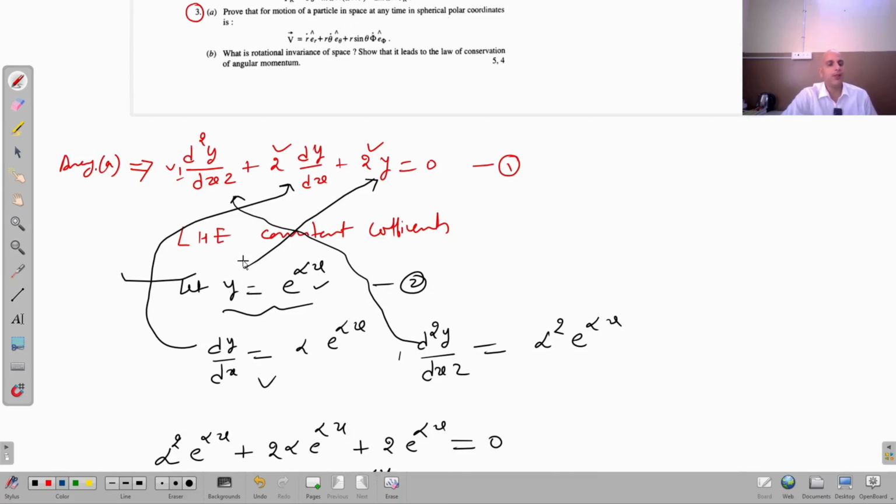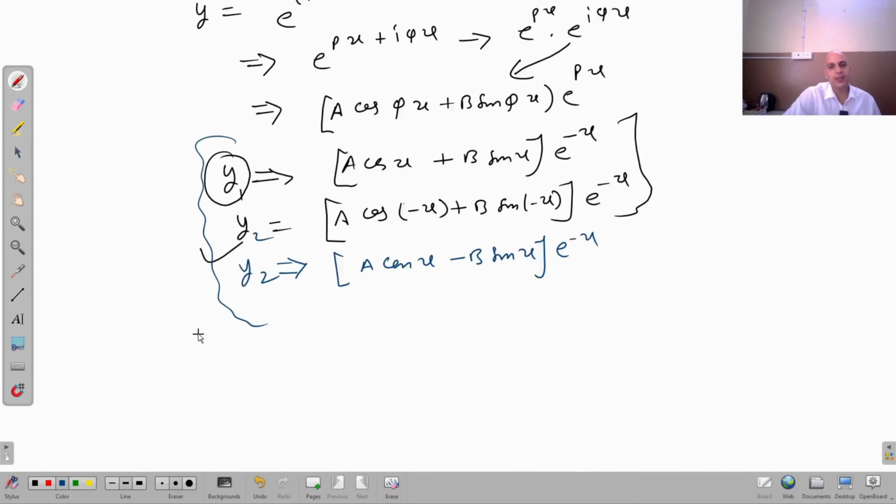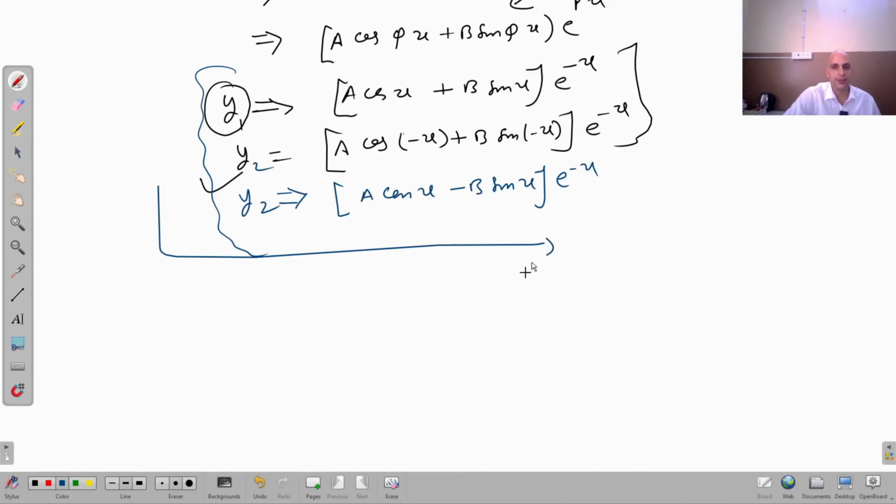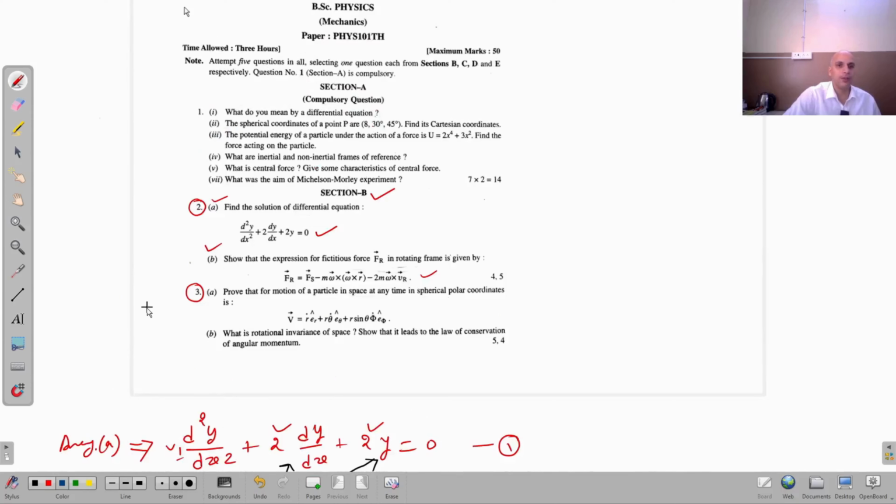So how did we solve it? First of all, we identified that this equation is a linear homogeneous equation with constant coefficients, and this is the way of solving these equations, and then finally we arrived at the results. So this is the answer to this question.